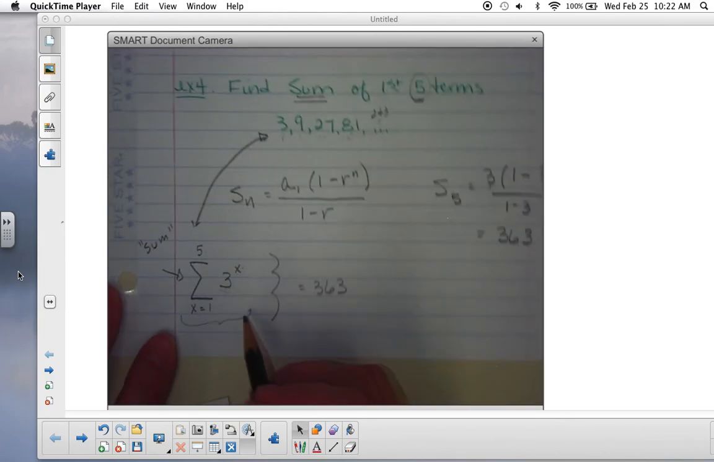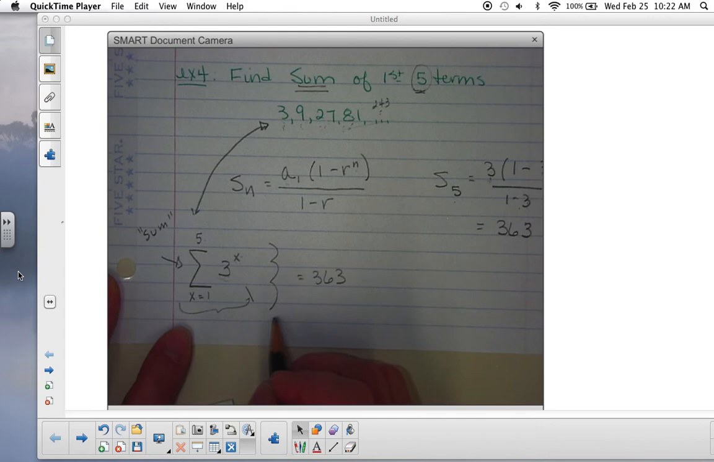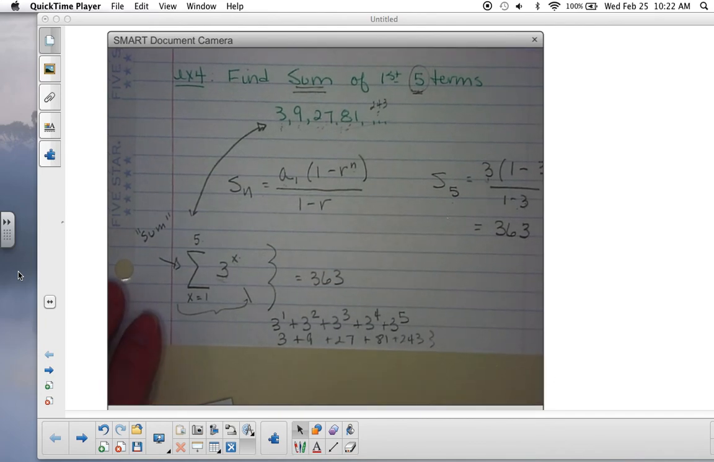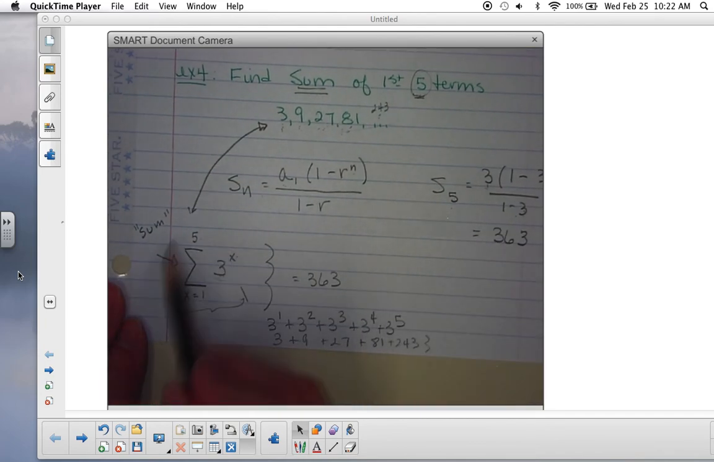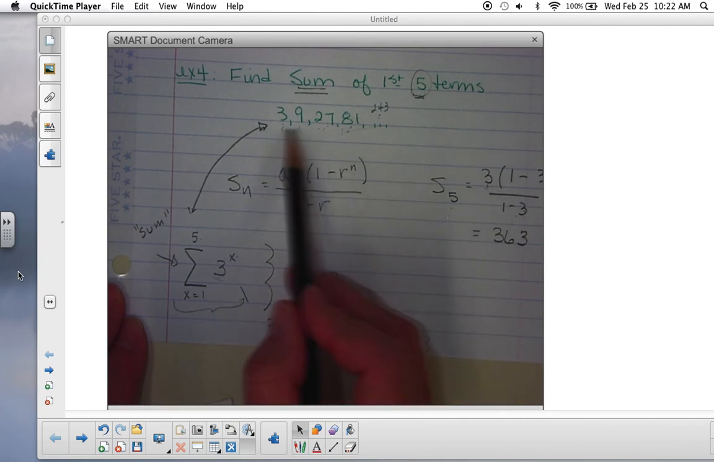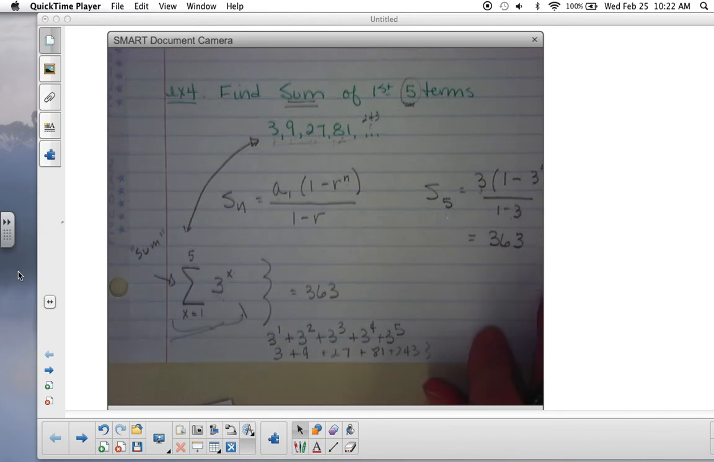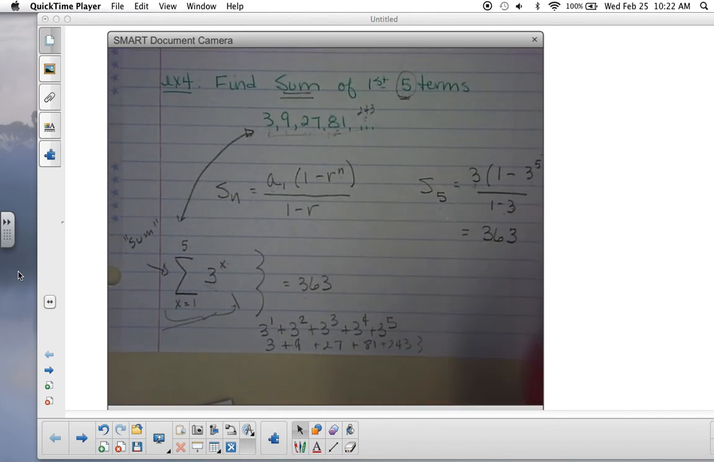So this, if I did it out by hand, would be 3 to the first, plus 3 to the second, plus 3 to the third. And that's where those numbers came from. 3 plus 9 plus 27 plus 81 plus the 243. That will also make 363. Or if you just use the big summation button in the calculator, if you could recognize the pattern and come up with this, you could have typed that in and it would also give you 363. So I sort of wanted to tie those together for you.